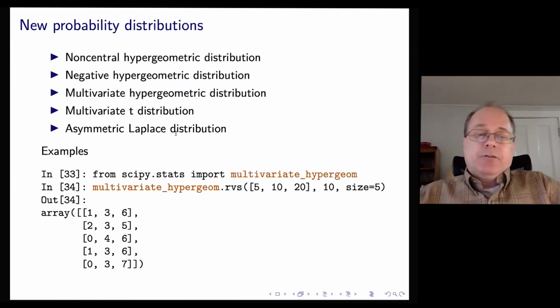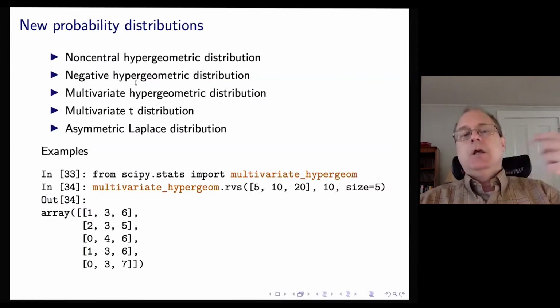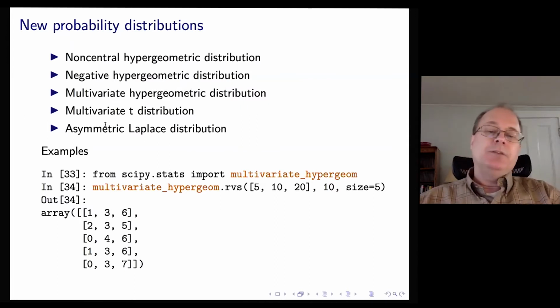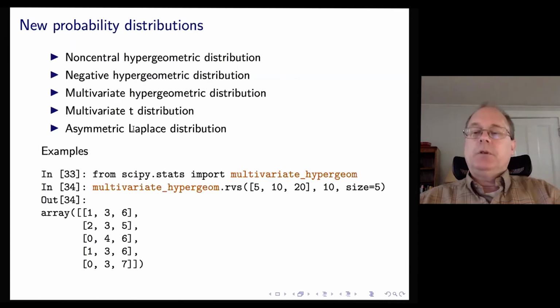All right, so I'm going to dive right in now to some nerdy details of math and stats. We've added several new distributions to stats. We have the negative hypergeometric distribution, negative non-central hypergeometric distribution, multivariate hypergeometric, multivariate T, and asymmetric Laplace. The Laplace one was not part of our original proposal, but it got worked on because we were being funded to work on SciPy. And this line of code here is a trivial example of using multivariate hypergeom, the multivariate hypergeometric distribution.